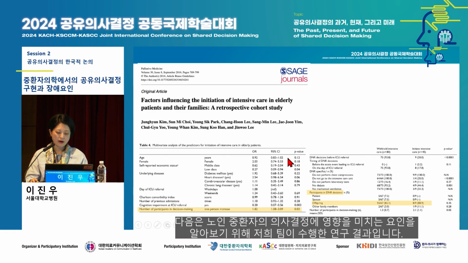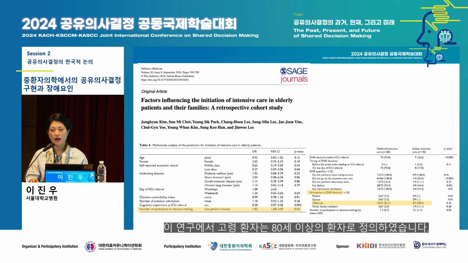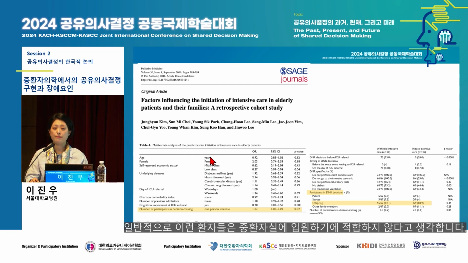This is a study done by our team that tried to see the factors that influence the decision to be admitted to the ICU in elderly patients. The elderly patients in this study were defined as patients over 80 years old. Usually we thought these patients may not be good candidates to be admitted to the ICU. So some don't get admitted, some do. We wanted to see what influenced their decision to do so.